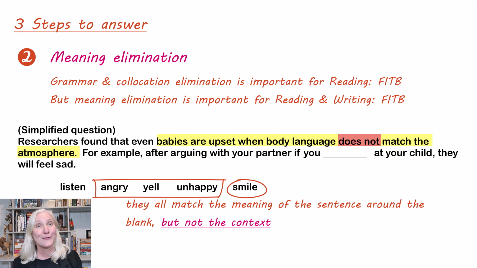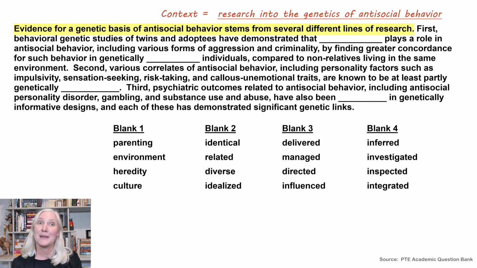Now let's look at the official example PTE question again. And step 2, meaning elimination. Do this for each blank. So let's look at the first blank. Read the phrase around the blank to understand, and we see blank plays a role in antisocial behavior. If we only looked at that phrase, the answer could be any of those words. But we must think about the meaning in context.